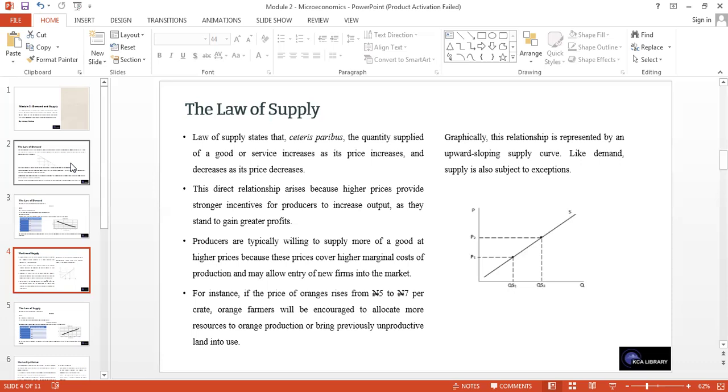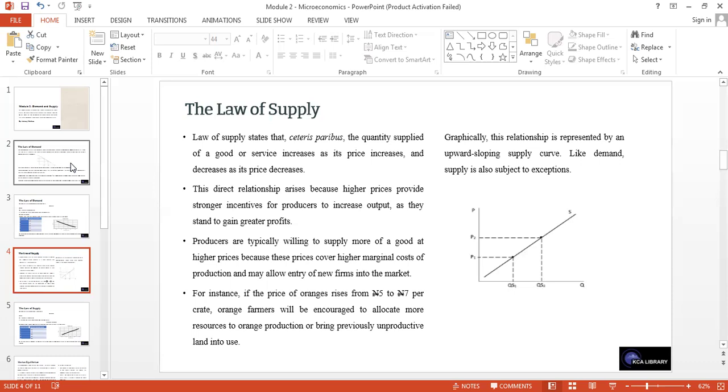And for instance, if the price of an orange rises from 5 naira to 7 naira per crate, orange farmers will be encouraged to allocate more resources to production, or bring previously unproductive land into use. And you can see it graphically there, as it is represented by an upward sloping supply curve.